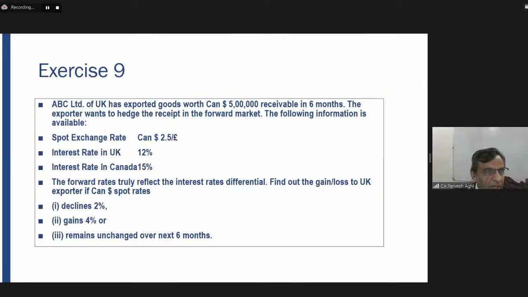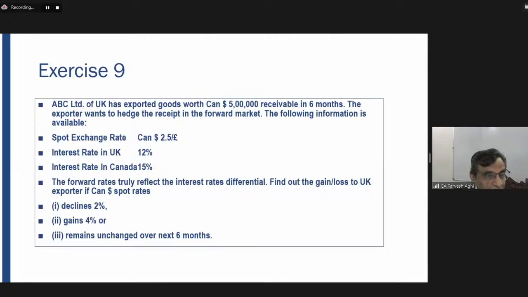Now, third is remain unchanged over the next 6 months, which means the Canadian dollar and pound has not made any change. So whatever the spot rate, it remains the same, whereas the Canadian dollar was supposed to depreciate. So it has remained unchanged over the 6 months. In this case also, the exporter is going to suffer a loss, because the Canadian dollar has not lost its value, whereas the interest rate differential is reflecting that it will lose about 1.5% over the 6 months.